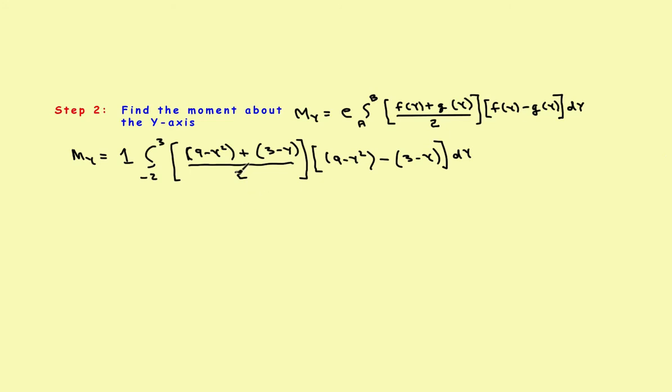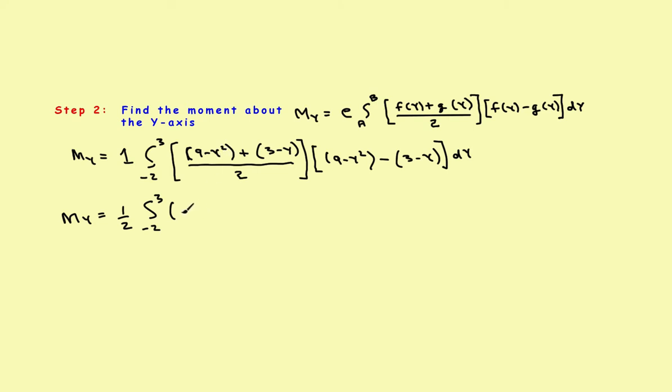Now, first thing I would do, just to make the integral easier, is take this 2 and bring it to the outside of the integral. So we'll call this moment about the y-axis, rather than 1, you'll have 1/2 out here in front. And that's going to give you the integral from minus 2 to 3. And now you can go ahead and put these together.